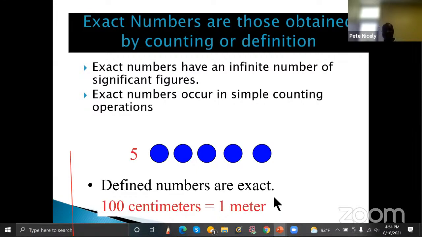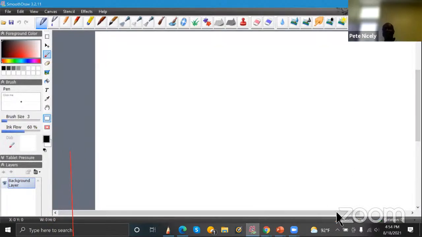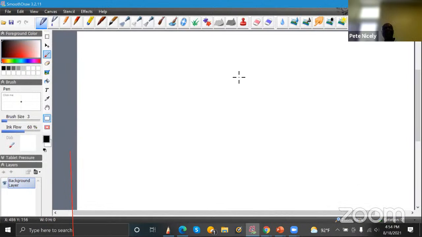Another example that I don't have written here is the number represented by, okay, let me get out of this here again because for some reason, I can't write on the PowerPoint while the Zoom is on.